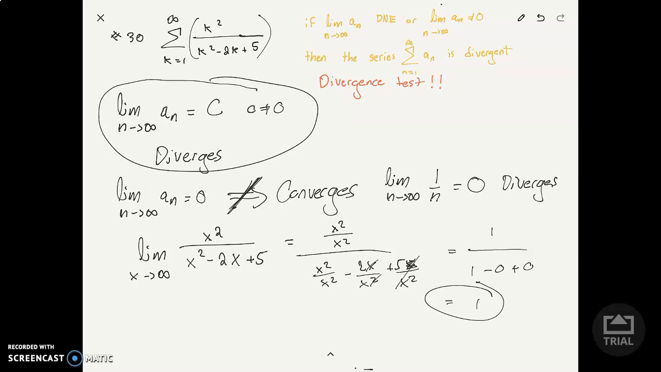However, if it was 0, I do want to stress that does not mean it converges. We have to try other things.